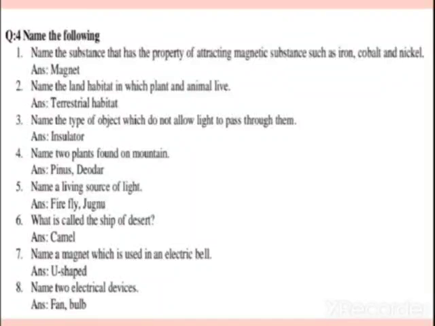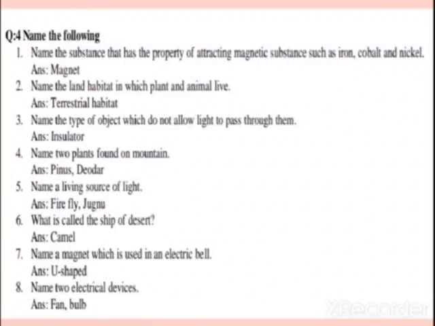Number 5, name a living source of light. A living source of light, that is very well known, firefly or jugnu, maybe you have seen. Now question number 6, what is called the ship of desert? That is a very common question. What is called the ship of desert? And your answer is camel.